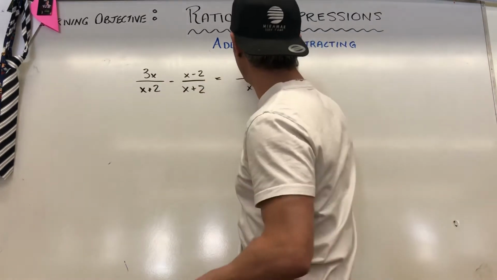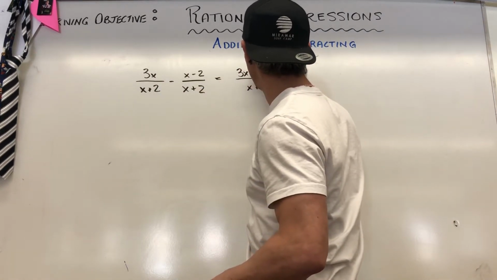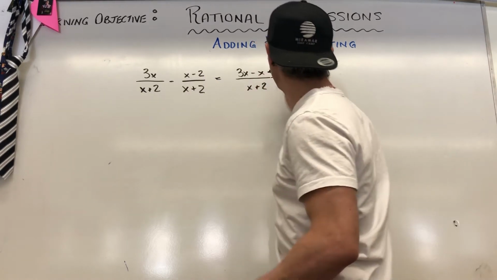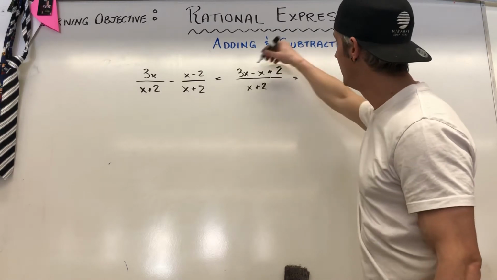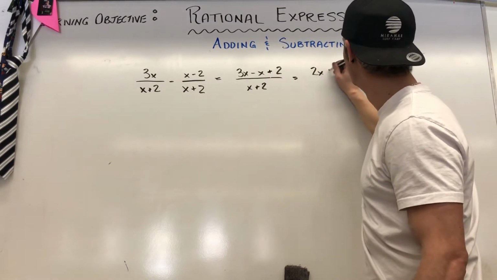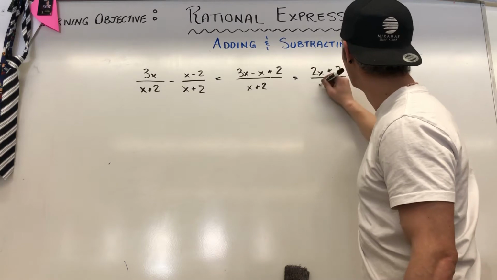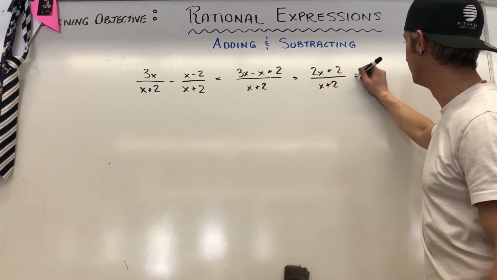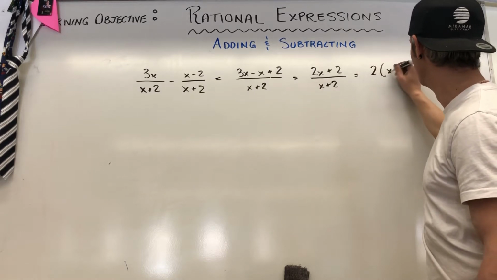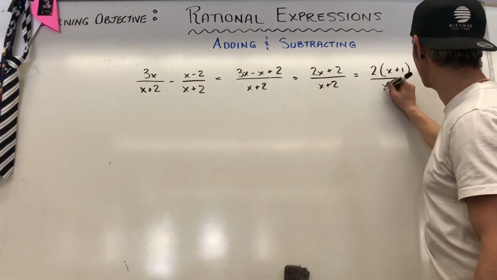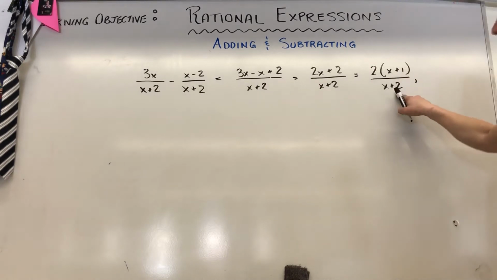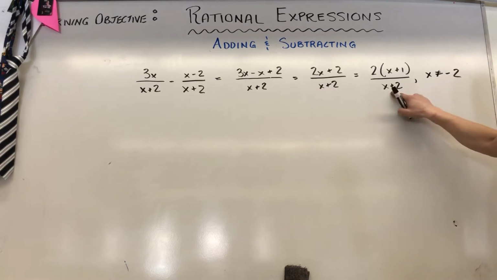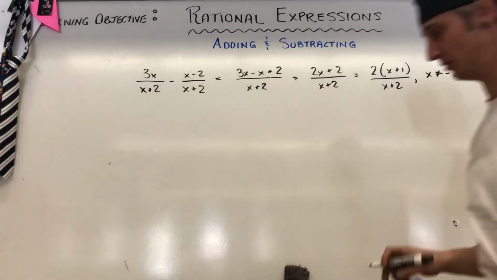So now I'm just going to do what it tells me to do up there. I got 3x, and I'm going to subtract minus x minus negative 2, so I can add that. And then I'm going to simplify. 3x minus x is 2x plus 2 over x plus 2. And then if I wanted to, I could simplify this further to 2x plus 1 over x plus 2. And then I can do my non-permissible value where x cannot equal negative 2. It can't be, because negative 2 will make it 0.